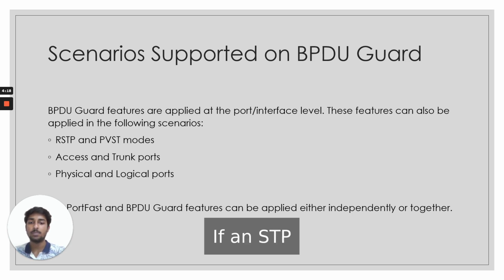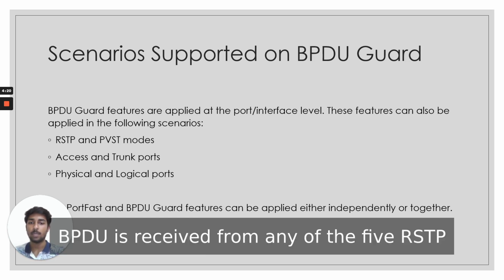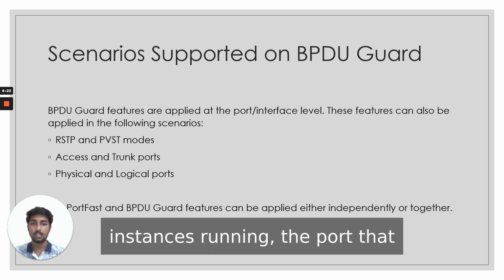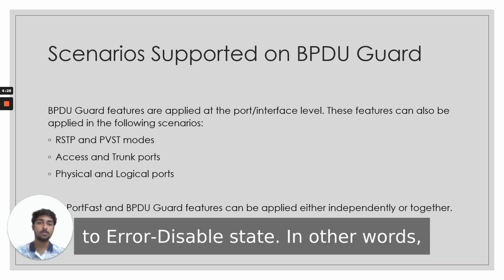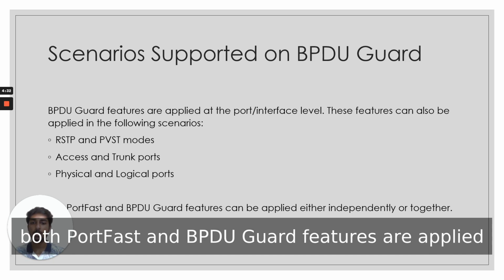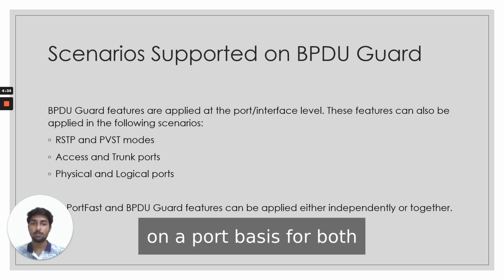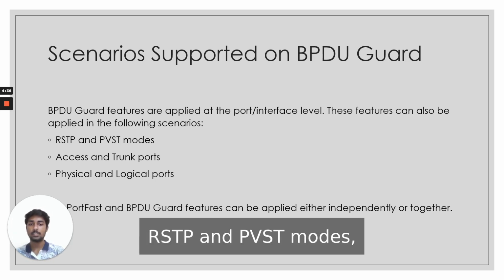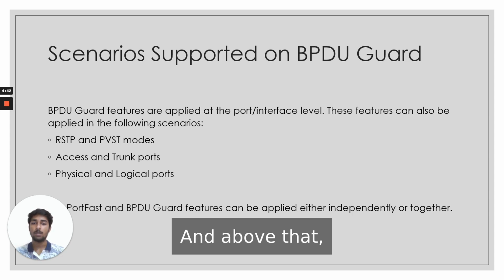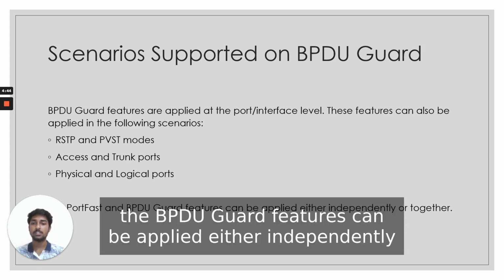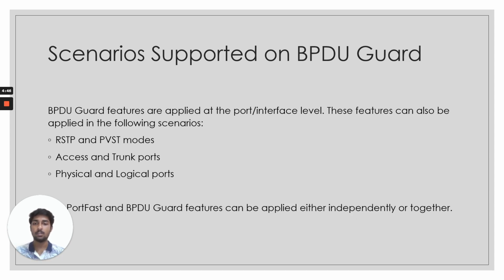If an STP BPDU is received from any of the 5 RSTP instances running, the port that is enabled with the BPDU guard shuts down and goes to error disable state. In other words, both port fast and BPDU guard features are applied on a port basis for both global RSTP and PVST modes, even though the PVST runs on a per VLAN basis. And above that, the BPDU guard features can be applied either independently or together.